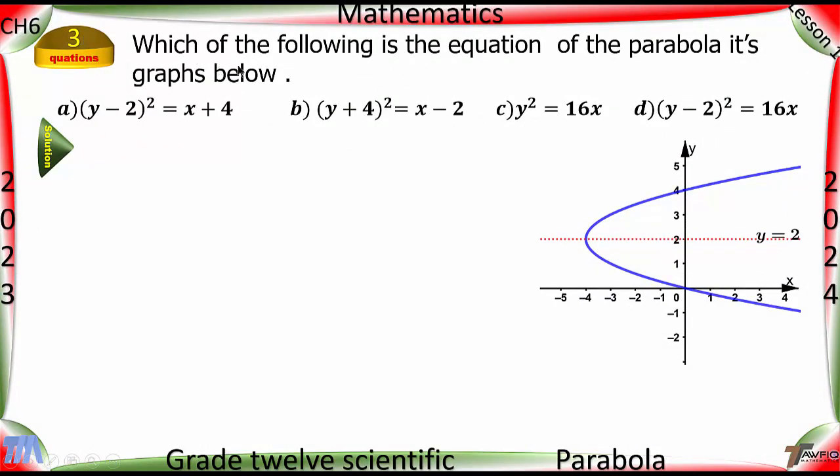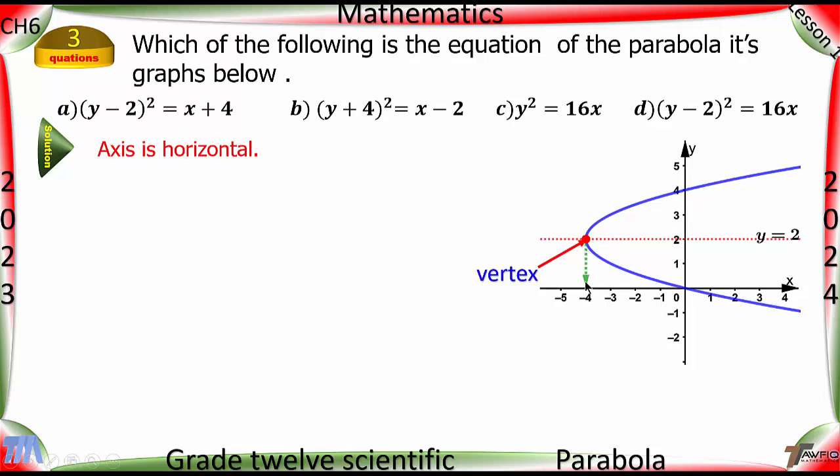Question number 3. Which of the following is the equation of the parabola? It is in the graph below. In this question, we have the graph and want to find the equation of the parabola. We need h, p, and k. First of all, as you can see here in the graph, this point is the vertex. This point is the vertex because the axis is horizontal.